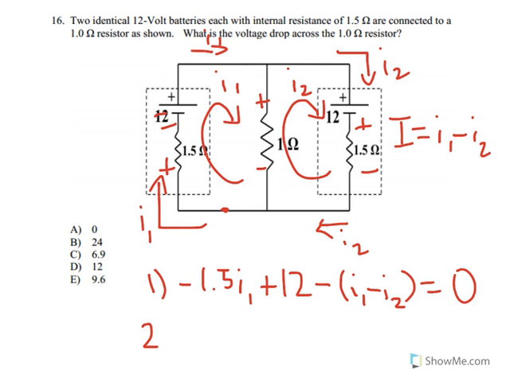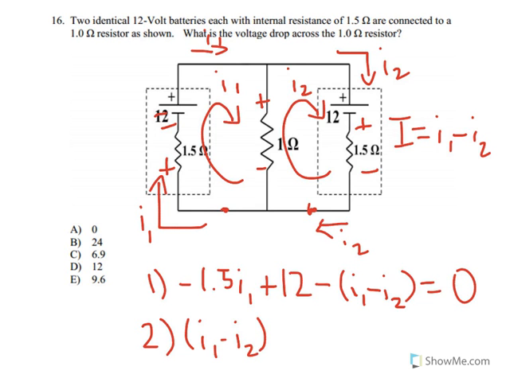So then we could do our second loop. We can just start at the bottom again, go clockwise. I like to go clockwise every time just to keep it consistent. You can go counterclockwise, whatever. It doesn't matter as long as you're consistent with your method. So if we go clockwise, we go into a negative first. So then it'd be 1 times I1 minus I2.